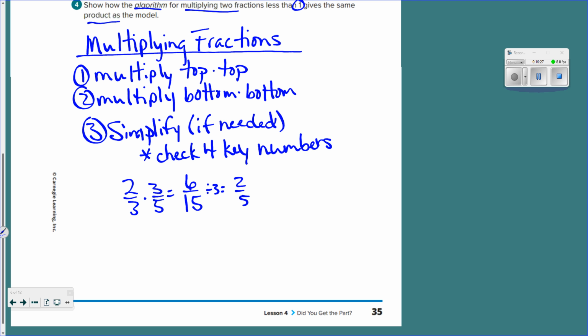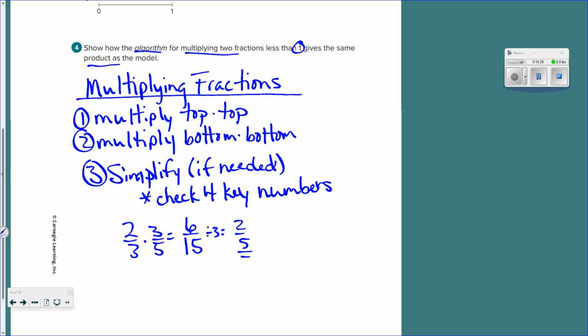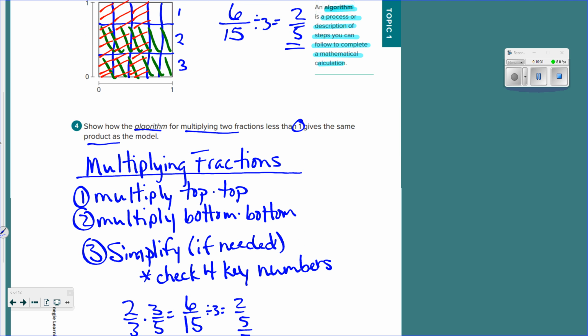So did our algorithm show what we expected out of the model? Do you feel confident that our algorithm is effective? Yes. I hope so. Guys, this will always work. Again, multiplying fractions is the easiest one. You don't have to do common denominators and that other stuff. Really just multiply. Super fast. Okay, let's go to page 36.